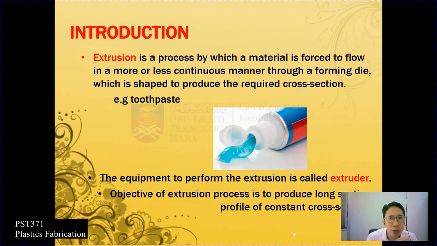Some introduction. Extrusion is a process by which a material is forced to flow in a more or less continuous manner through a forming die which is shaped to produce a required cross section. For example, toothpaste. How you extrude the toothpaste from its casing is how the extrusion process works. The equipment to perform the extrusion is called an extruder. The objective of the extrusion process is to produce long section profiles of a constant cross section. It is slightly different from injection molding, which I covered in the last chapter. Extrusion is a continuous process that produces constant cross section articles.